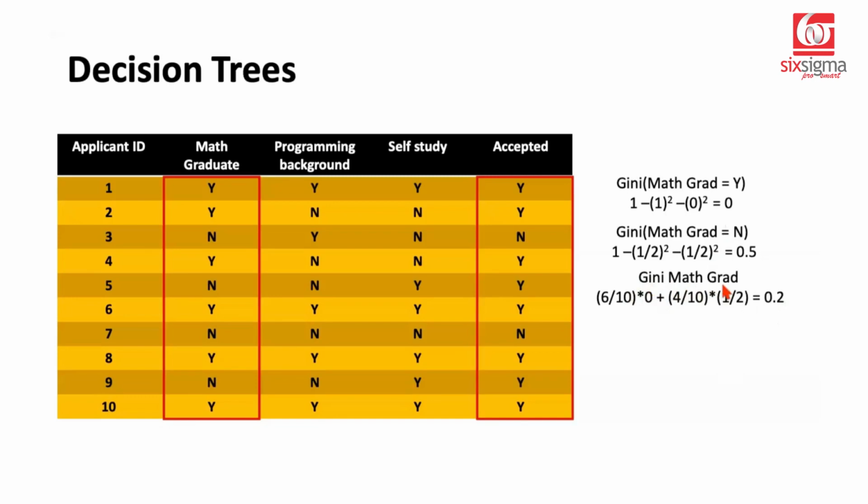Now that we have computed the Gini value for the math graduates variable, we have to calculate its difference from the root. The root value we computed some time back was 0.32. So if we subtract the Gini value for math graduate from the Gini value for root, we'll get 0.12. Now, this is the Gini gain.